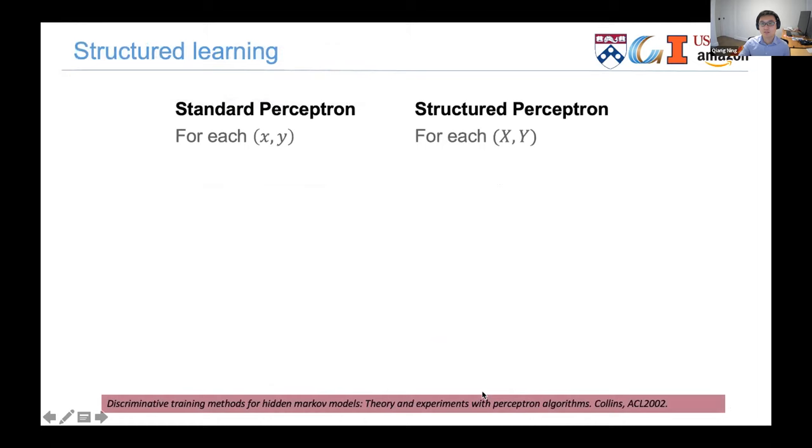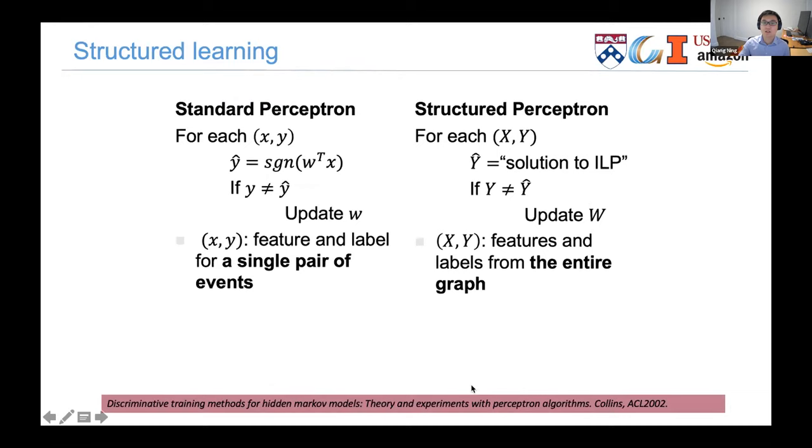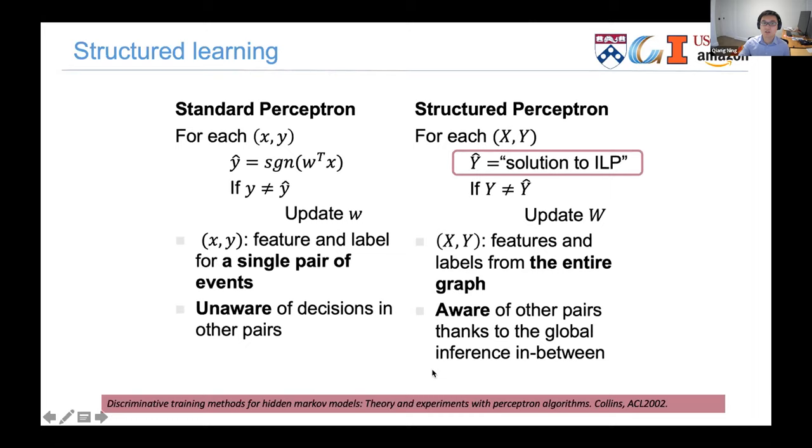Here, this is a standard structured learning problem, and we use perceptron as an example to do a side-by-side comparison. On the left is a standard perceptron, and the right is a structured perceptron. In local learning, an instance is a single pair of events, but in global learning, it's an entire graph, maybe a paragraph, maybe a document. Local learning is unaware of the decisions in other pairs, while in global learning, because of the special step using ILP, we inject the knowledge brought by those constraints. So this learning algorithm is aware of other pairs thanks to the global inference step in between.